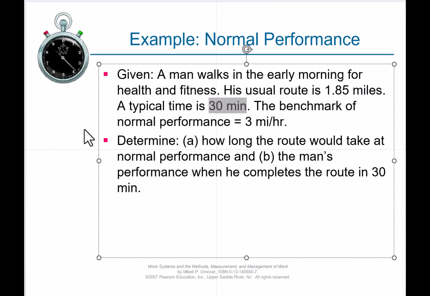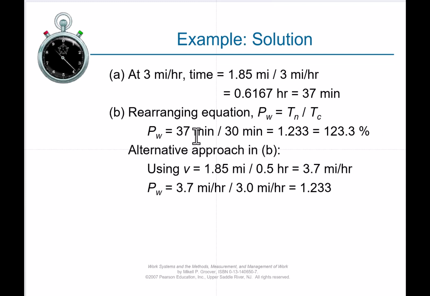So in this case, we're going to calculate how long the route will take, and also what the performance will be when he completes the route in 30 minutes. So let's walk through this example. At 3 miles per hour, covering 1.85 miles, it is about 37 minutes.